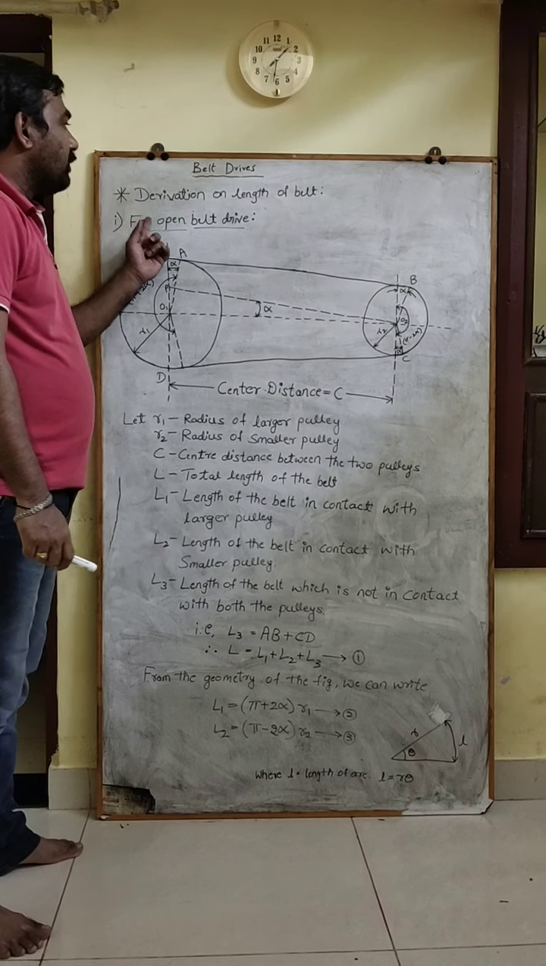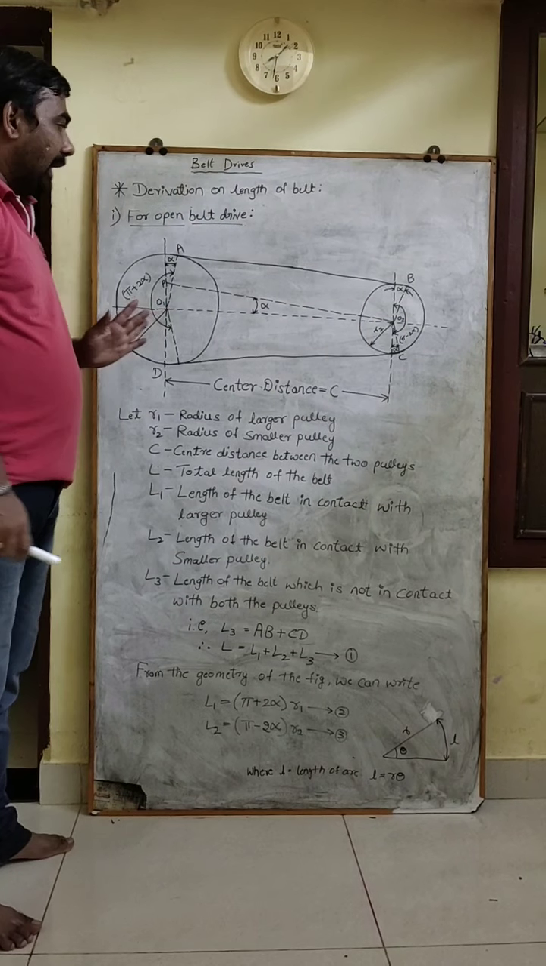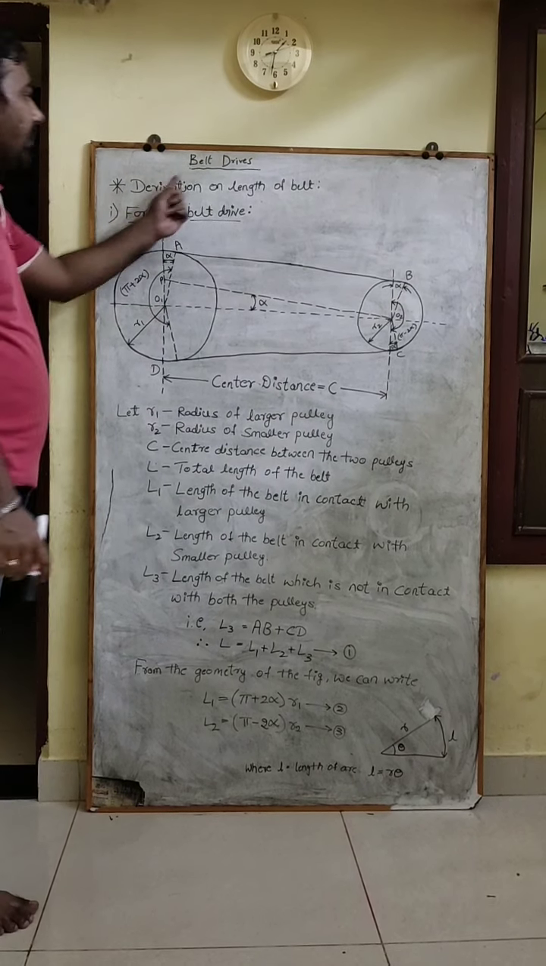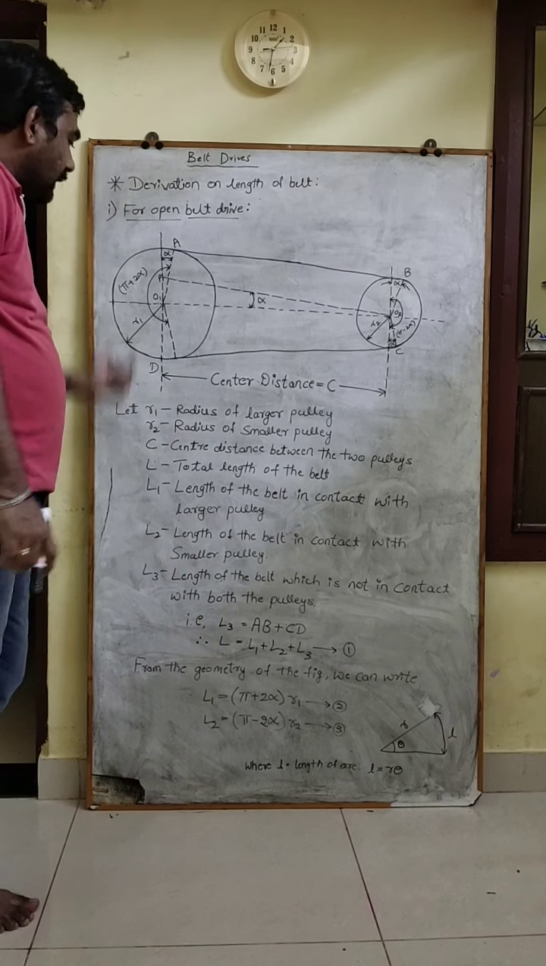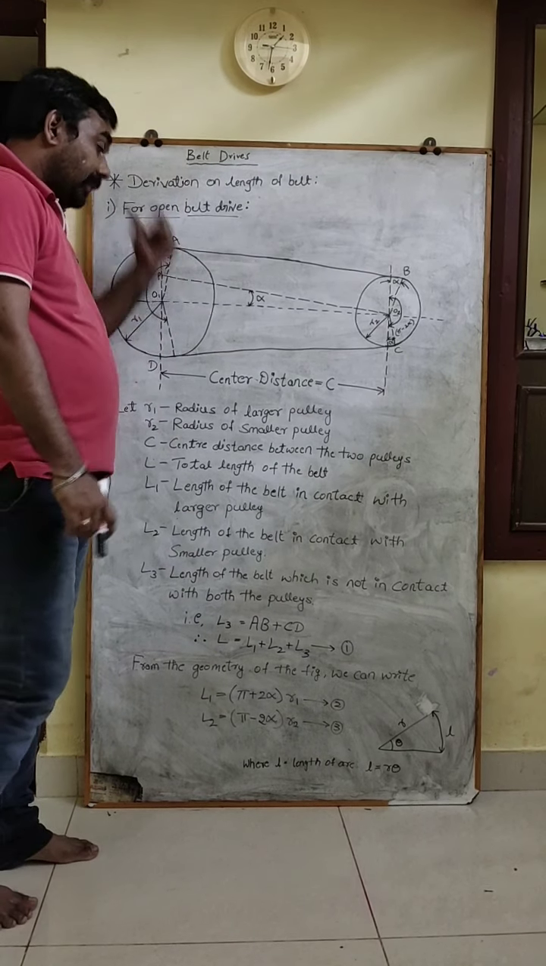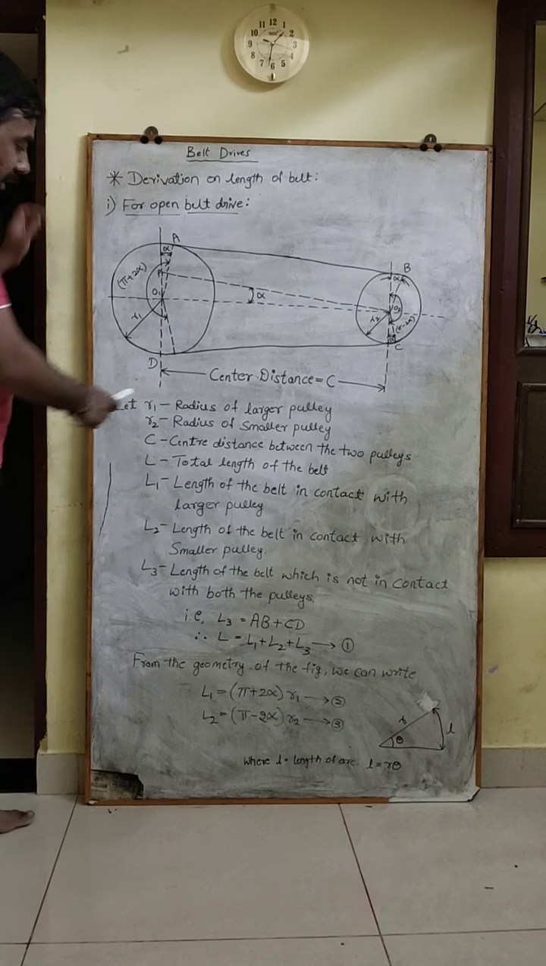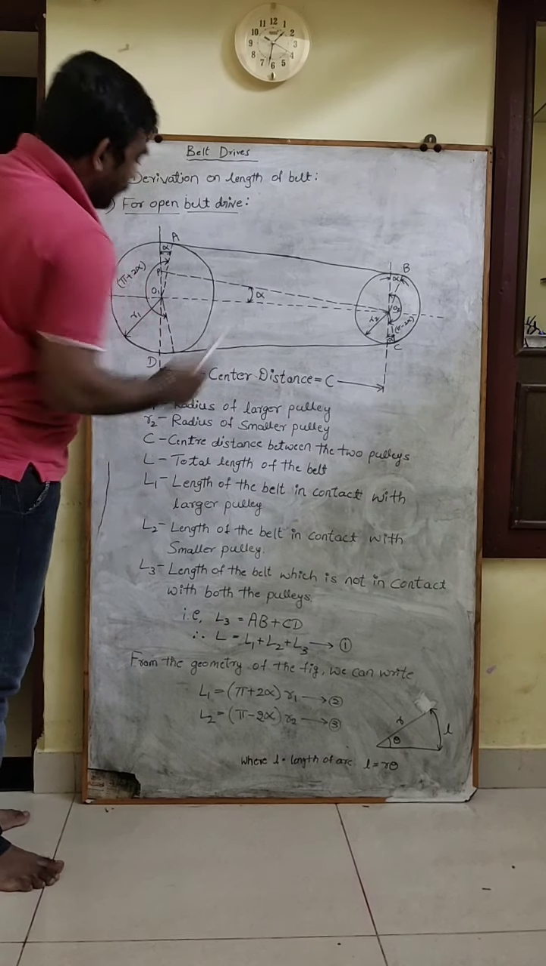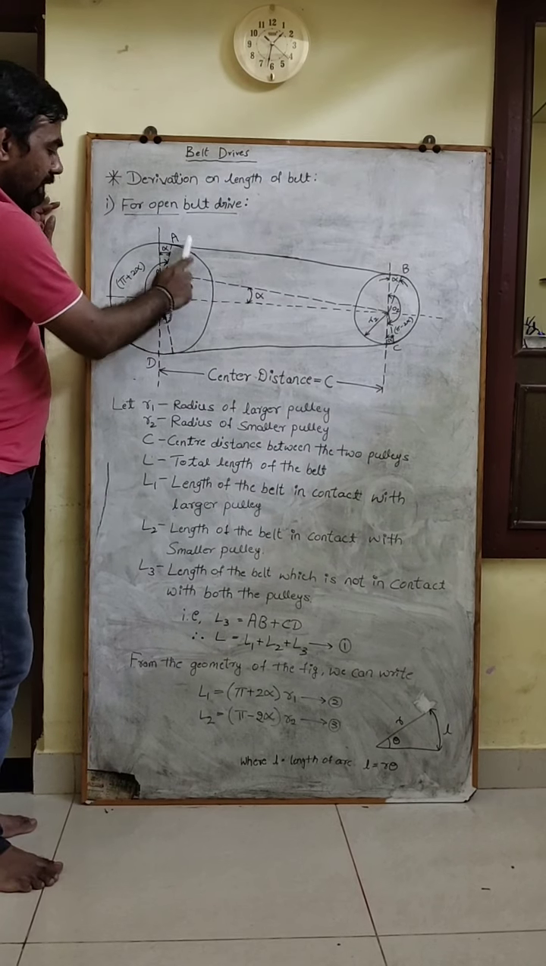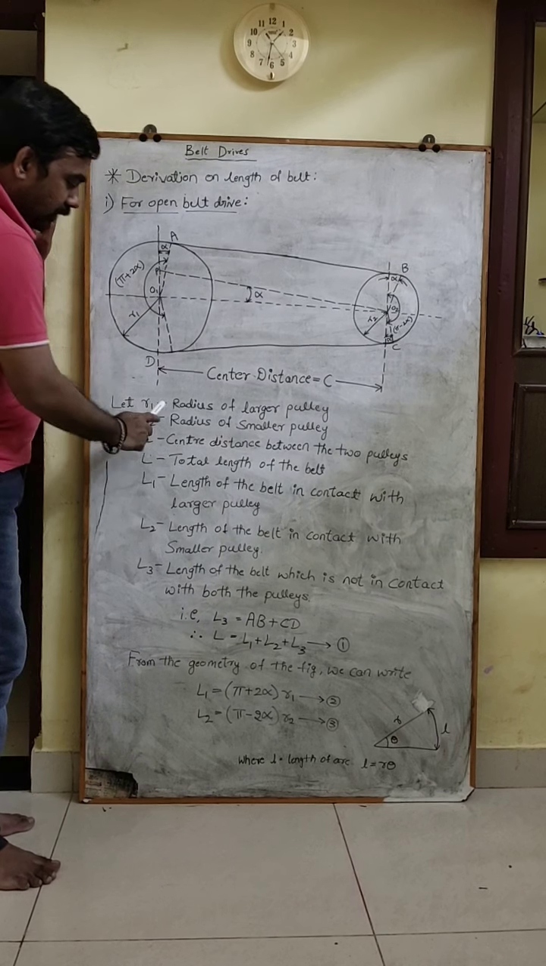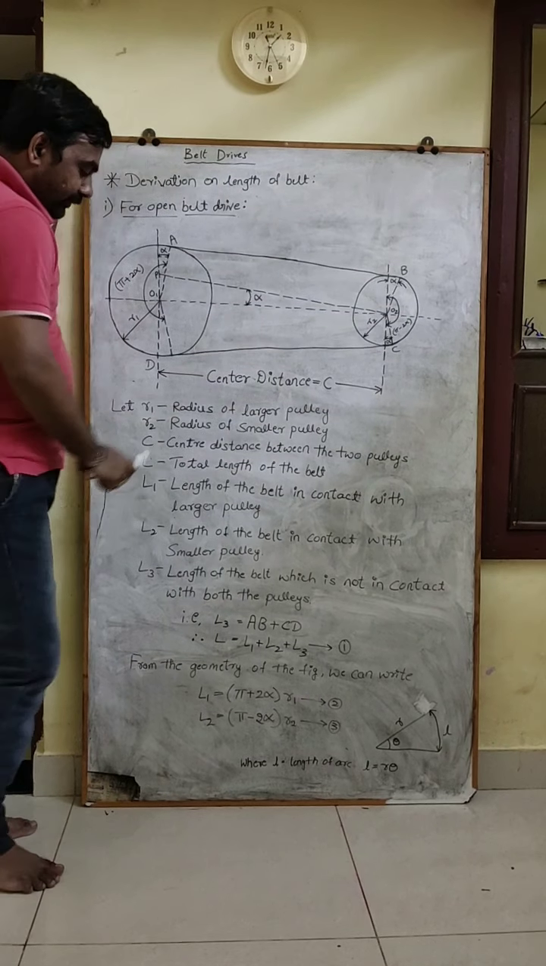We are deriving the expression for the length of the open belt drive. For deriving the length of the open belt drive, we have to consider this particular picture of the open belt drive. Here, R1 is the radius of the larger pulley. So this is the larger pulley, having radius R1.